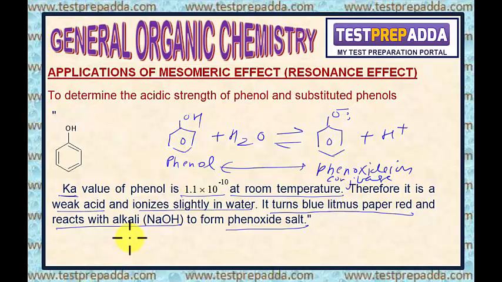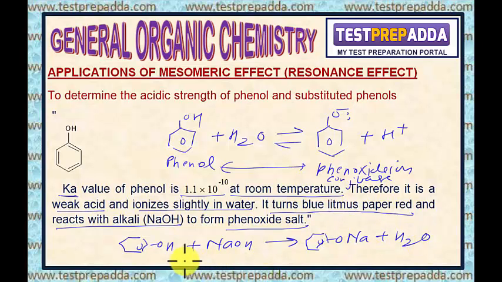So if I write the reaction, phenol when treated with NaOH, we get sodium phenoxide plus H2O. Acid plus base giving salt and water. Many times we say phenol is soluble in alkali, that is NaOH. My point is clear? Now, the question arises how to explain this acidic character of phenol. Mesomeric effect can help in this matter.